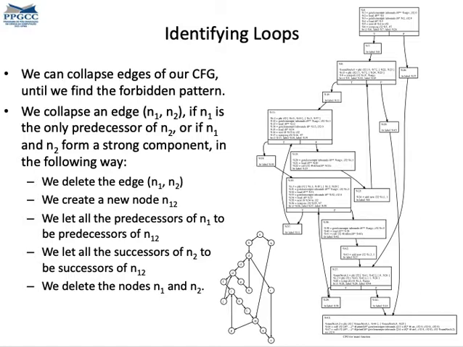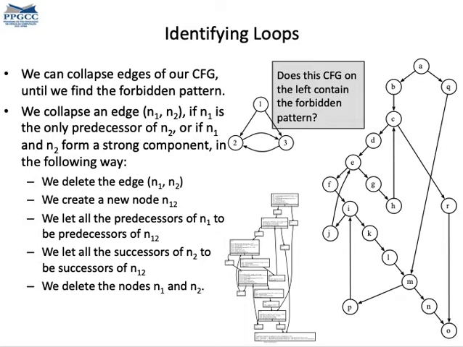So we can keep iterating this algorithm to see if we can reduce the CFG to a cycle with two entry points. Basically, we keep collapsing edges. To collapse edges, we join nodes like N1 and N2 if N1 is the only predecessor of N2. Otherwise, if two nodes form a strong component, we can collapse them as well. We keep collapsing nodes until we find a cycle with multiple entry points.